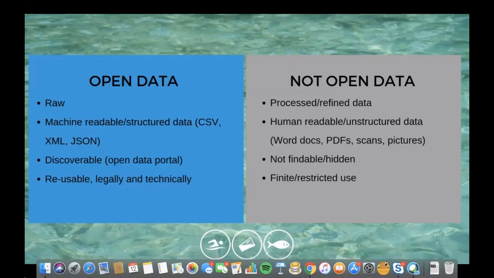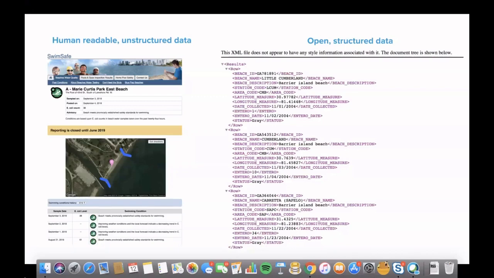I'm a very visual person, so I wanted to give a more visual understanding of what that means: human readable unstructured data versus open structured data. On the left-hand side is the City of Toronto's beaches website. It's not their open data portal, this is their website. And on the right-hand side, we have the results from Georgia, their XML.